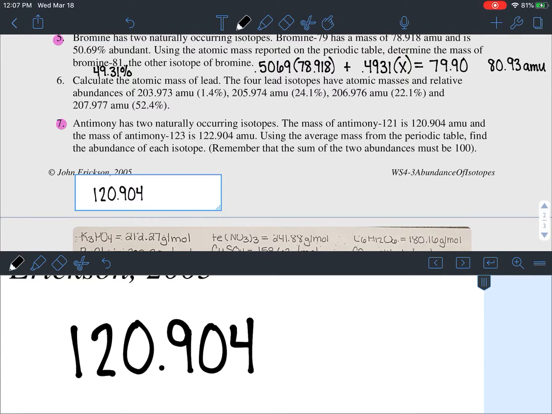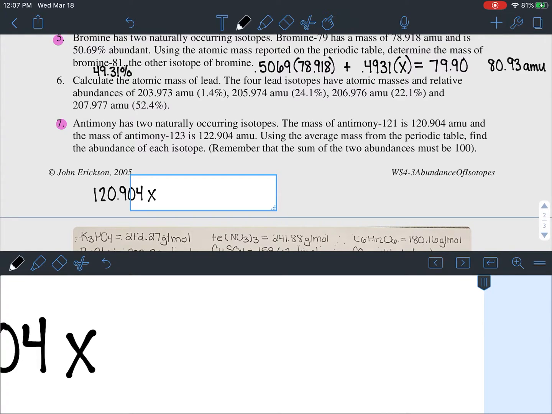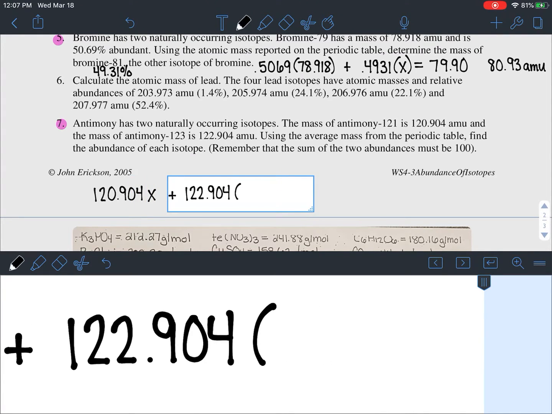I don't know what the abundance is, so I'm going to assign the abundance of antimony 121 as a variable of X. I am putting that X after the number, and in previous problems we were putting the percent in front of the atomic mass. It really doesn't matter because you're just multiplying, so you should be good. Now we're going to add that to the mass of antimony 123, which is 122.904. And the abundance of the second isotope is actually going to be 1 minus X.